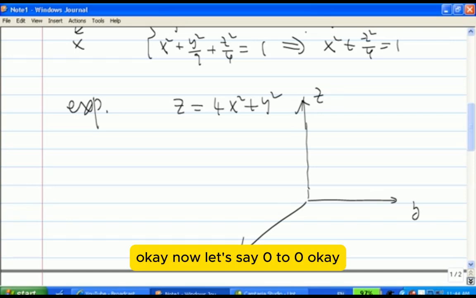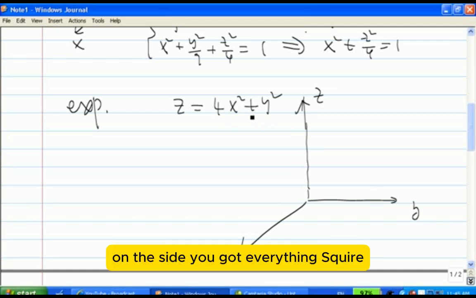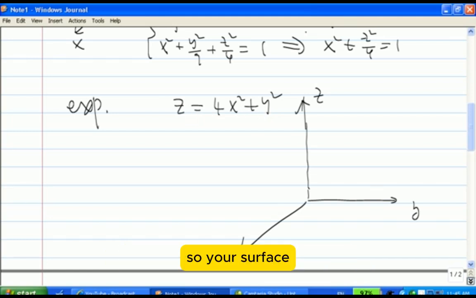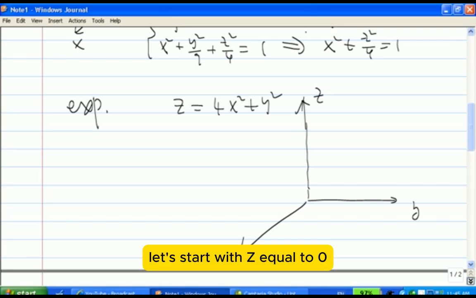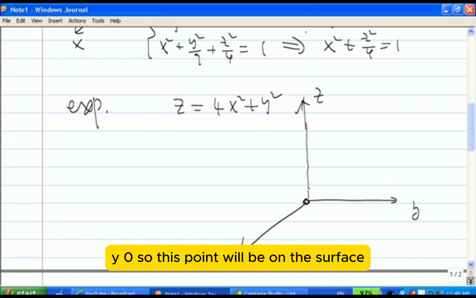Now let's say z equal to 0. Look at our right hand side. You have everything squared, so z cannot be negative. So for your surface, there's nothing below the xy plane. Let's start with z equal to 0. For z equal to 0, the only possibility is x is 0, y is 0. So the origin will be on the surface.